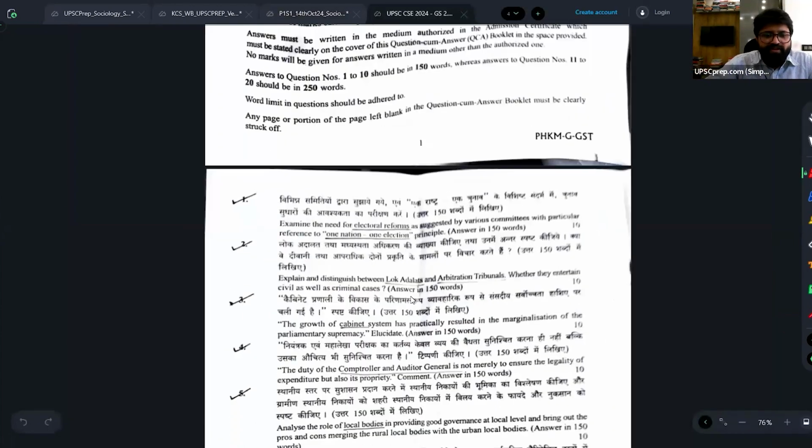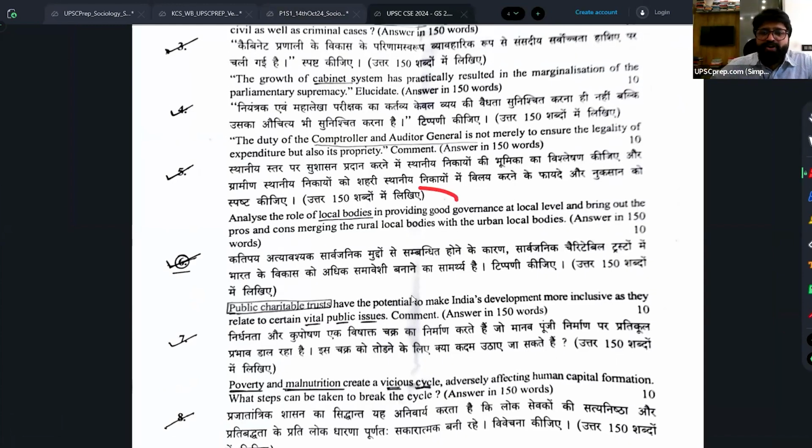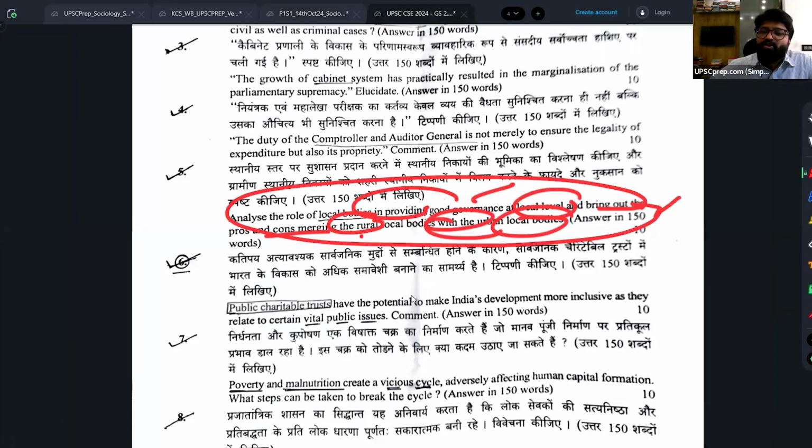Question number 5. Analyze the role of local bodies in providing good governance at the local level, to bring out the pros and cons of merging local bodies or urban local bodies. So obviously you will study this thing in polity, but imagine the fact that this one, where will it be in your notes? Let me open.